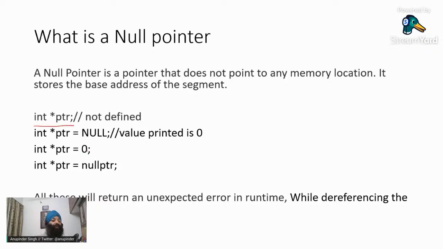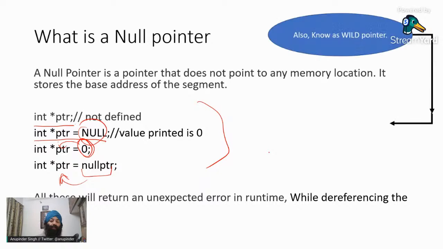If you have defined only the declaration of the ptr like this, if you have given the NULL keyword directly to the pointer, if you have assigned the value 0 to the pointer variable, or if you have assigned nullptr to the pointer, right? These are the four cases where the null pointer is going to give you a particular problem. So such is the case for null pointers and so on.